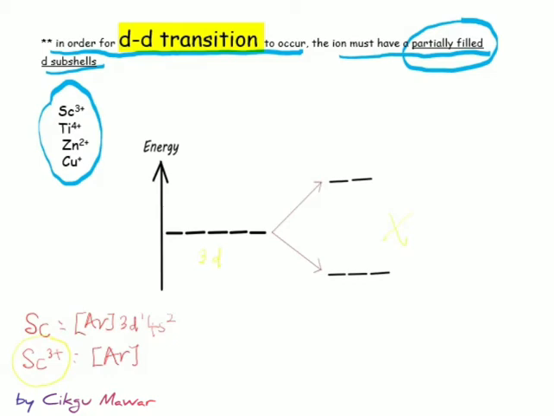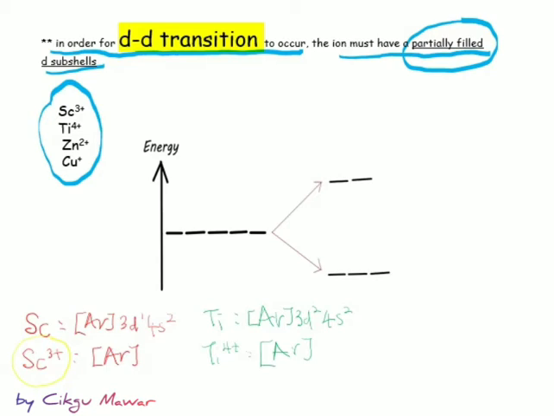Now we see the second ion, which is titanium, titanium 4 plus. Titanium is 22, so argon 4s2 3d2. In the formation of titanium 4 plus, it removes the 4 outer electrons and is left as argon.